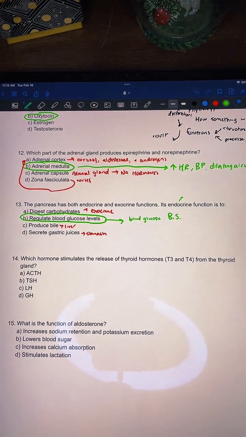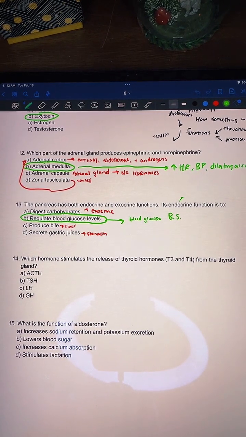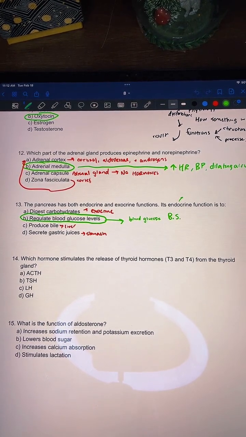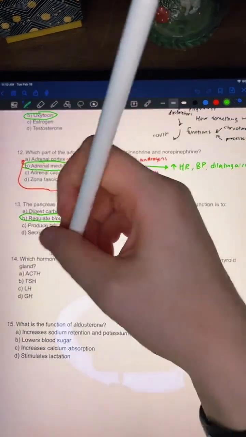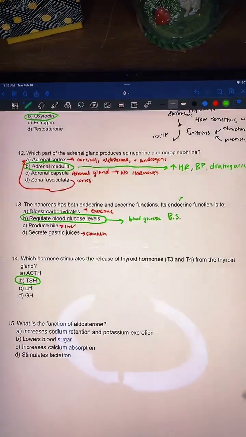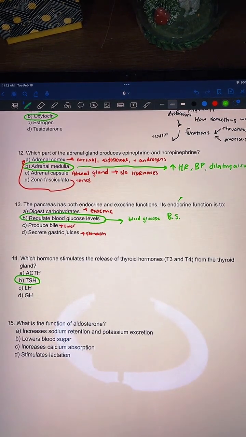Which hormone stimulates the release of thyroid hormones T3 and T4 from the thyroid gland? I'll give you guys a couple seconds. It's B, TSH. Correct, guys.